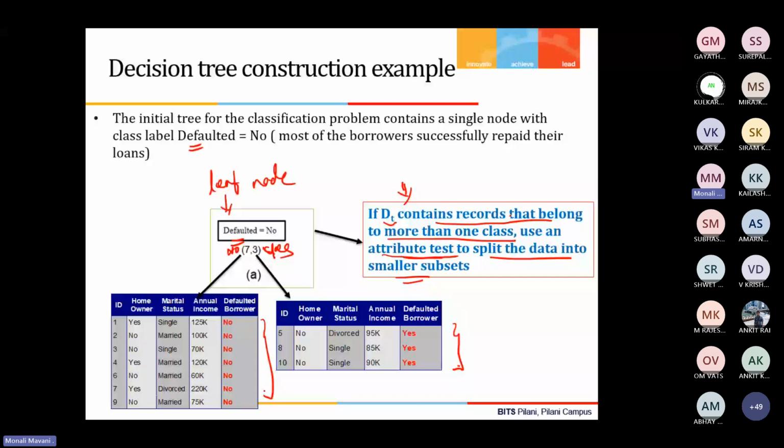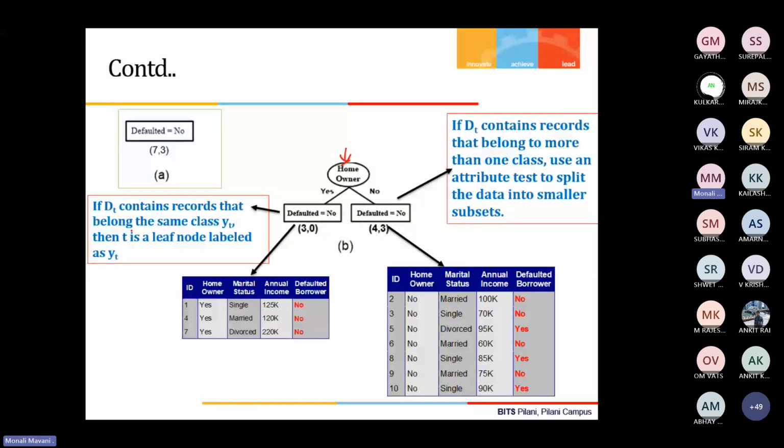So what we will do is identify the attribute. How we identify the attribute, I'll discuss later. Suppose we have identified the attribute homeowner. It could be any other attribute, but we have identified homeowner. Initially, the default class is the initial leaf class. Now we are growing a tree, so that becomes my root node. Because it's an initialization, the root node is always a leaf node.